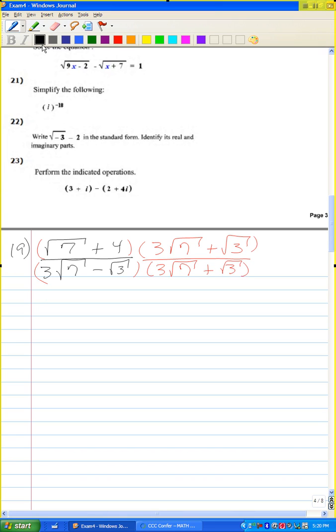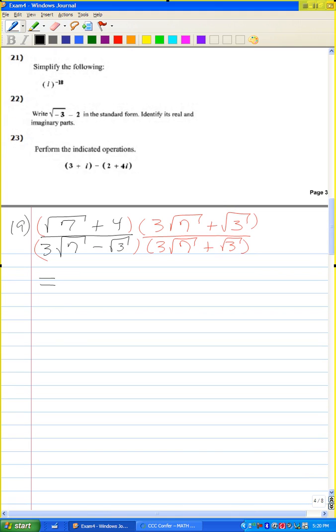And so I get, well, I can multiply this out. Radical 7 times 3 radical 7 is 3 times 7. Radical 7 times radical 3 is radical 21. 4 times 3 radical 7, well, 4 times 3 is 12, radical 7. 4 times radical 3 is 4 radical 3.